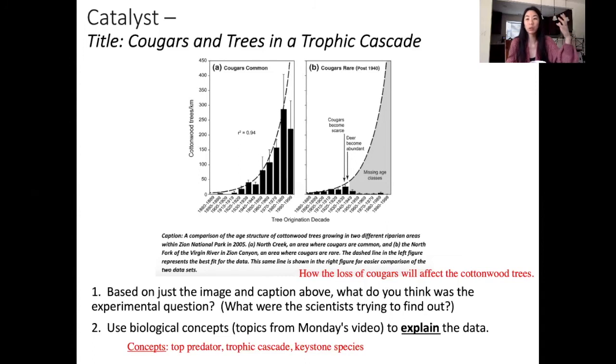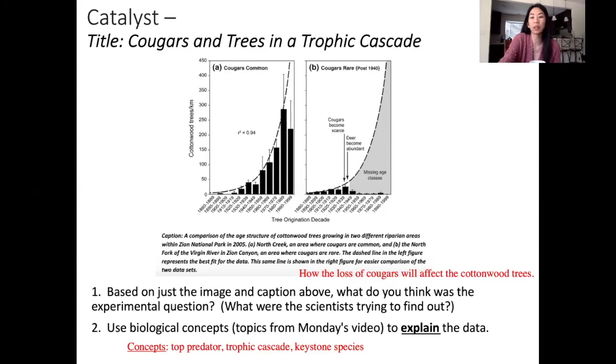Eventually, I could actually have you predict the future. If all these trees are gone, all these younger trees never get a chance to grow up. Remember the tree origination decade, they're telling you the age of the trees. Once the deer become abundant, they eat up all these baby trees. These trees don't even get a chance to grow up and mature because they get eaten up.